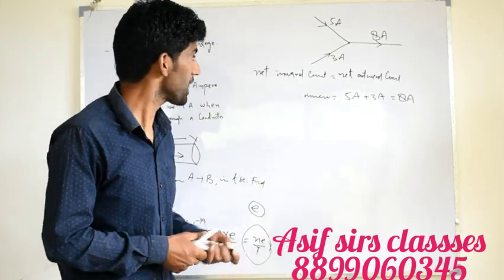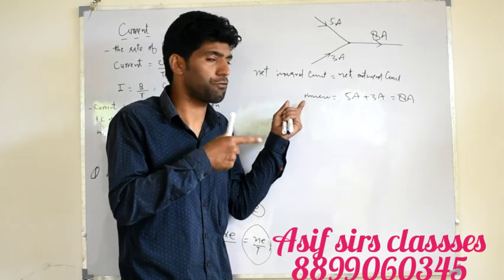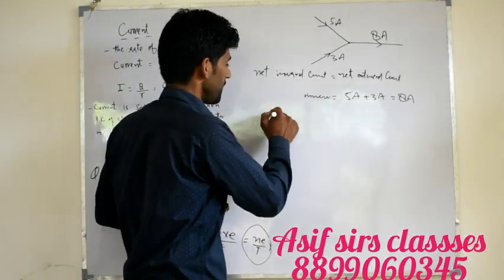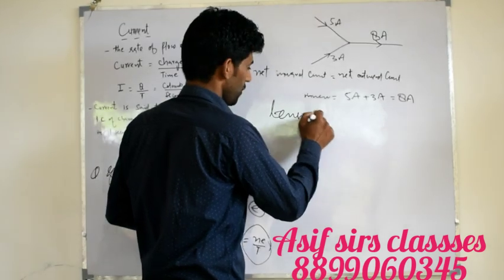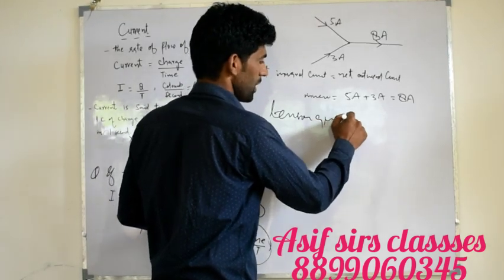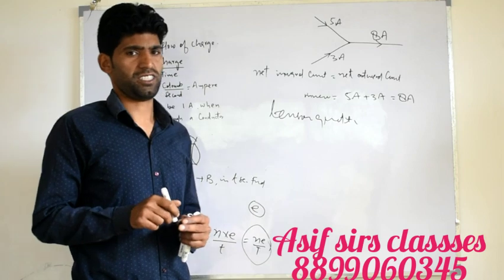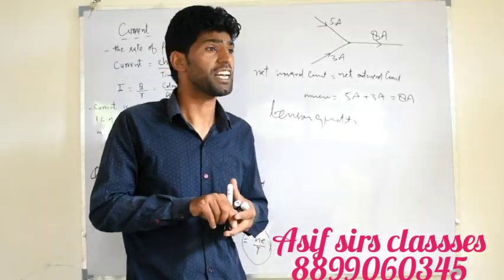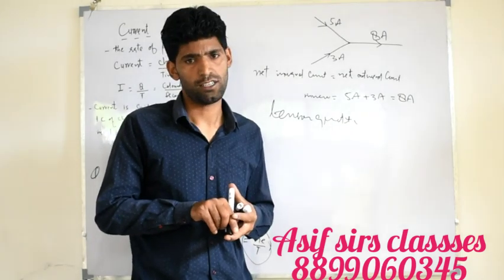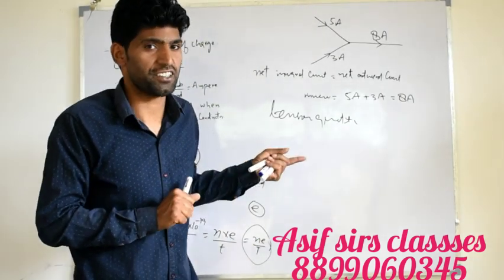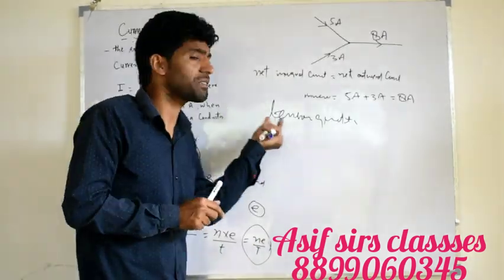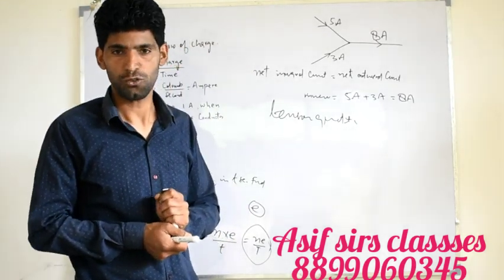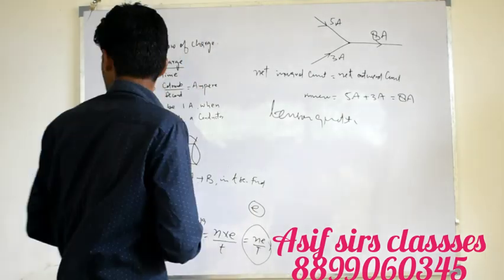We can say current is a tensor quantity. And if you have an MCQ, a multiple choice question, with options scalar, vector, both, none, and there is no option of tensor, then you can write current is a scalar quantity. Is that clear? Now moving ahead.